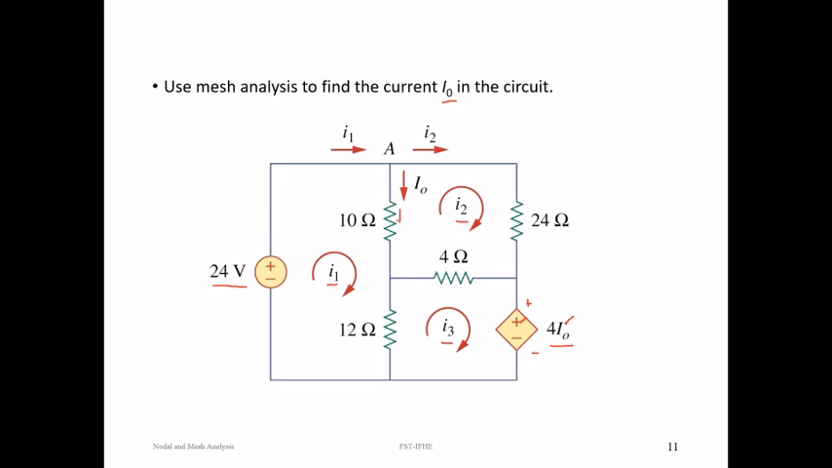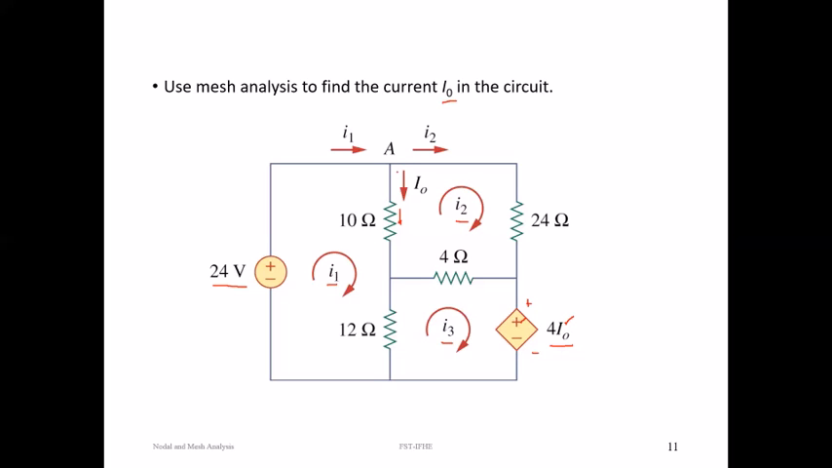The current flowing in 10 ohm resistance. If this is 0, the voltage is 0. If this is 2 amperes, it will be 8 volts. If this is 10 amperes, 4 into 10, 40 volts. So this is a dependent voltage source. It is a current dependent voltage source.